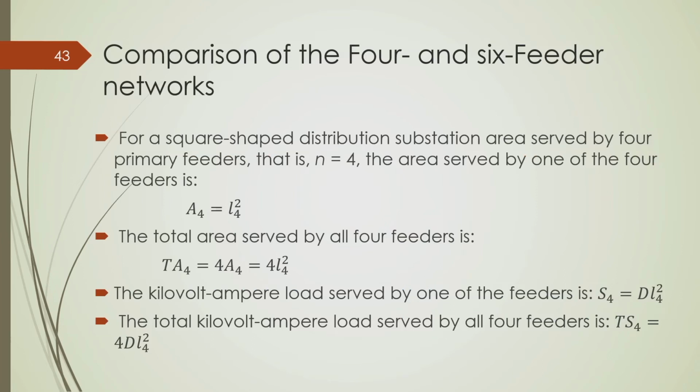Now, we have a comparative study, particularly for two distribution networks. One has 4 feeders and another has 6 feeders. A 4 feeder network means a square shaped service area, and a 6 feeder network means a hexagonal shaped service area.